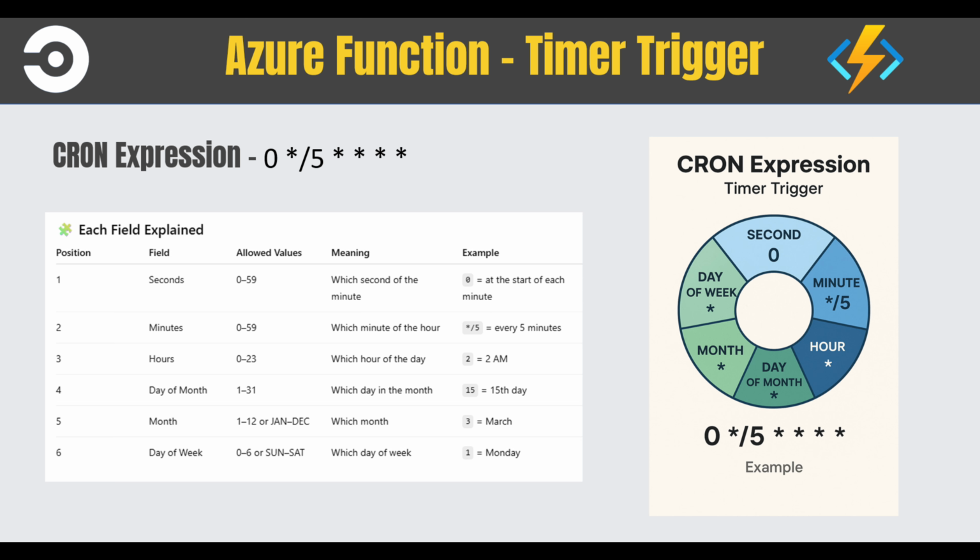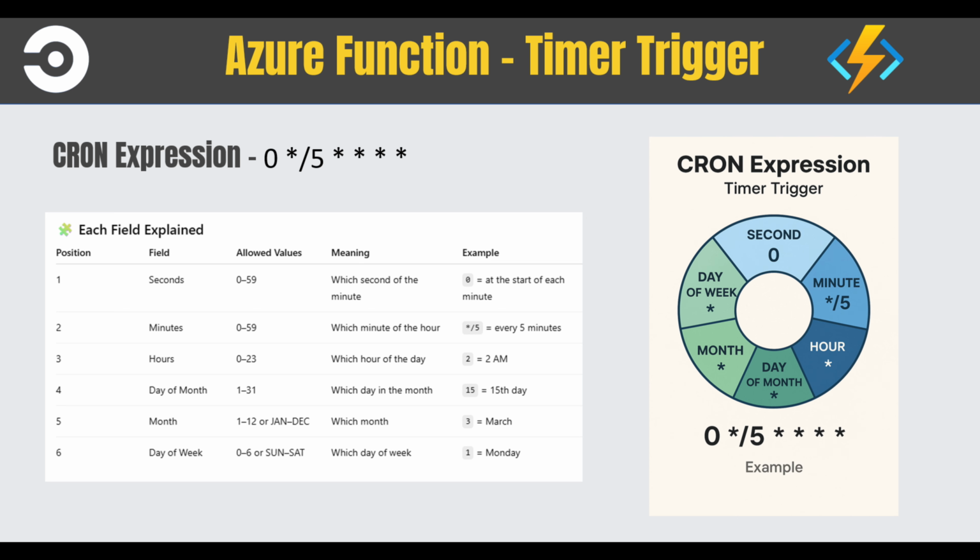So one specifies Monday, and what you see on the right is just a visual way of understanding the cron expression. So the second, minute, hour, day of the month, and day of the week format. So you can use the same format when you want to understand any cron expression, or you want to decide which cron expression you need to configure your timer triggered Azure function to run.